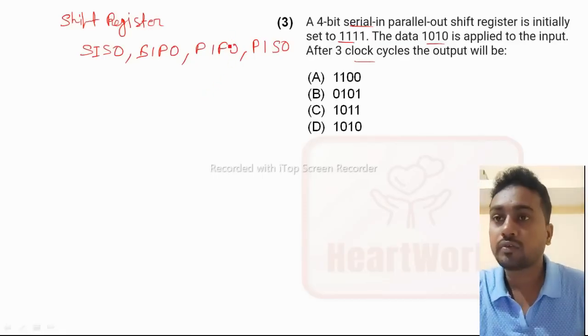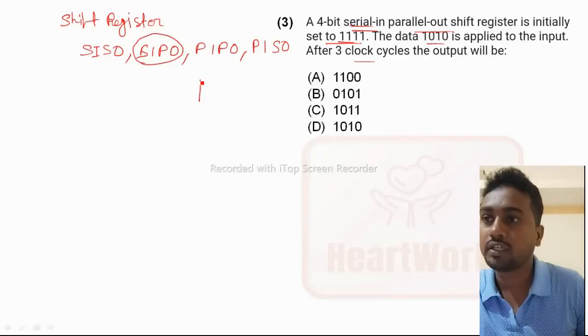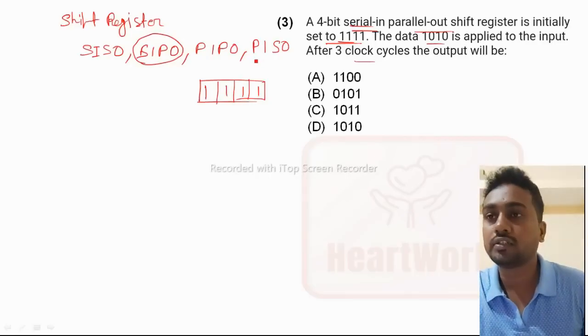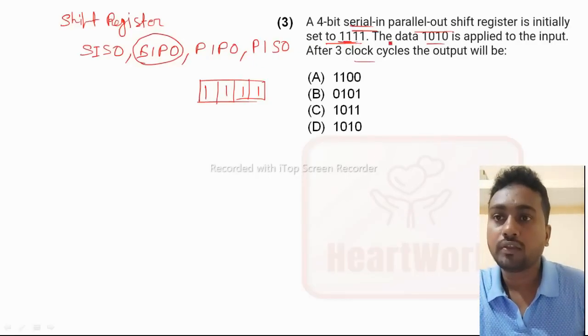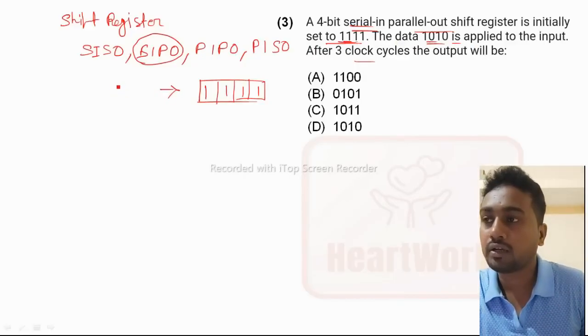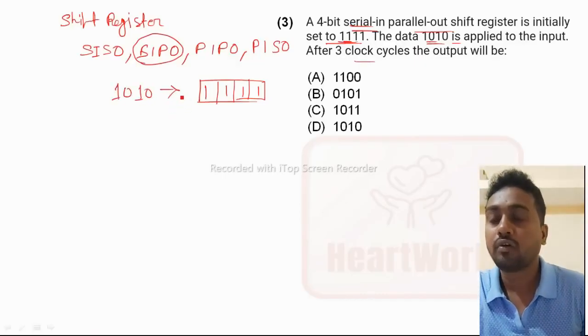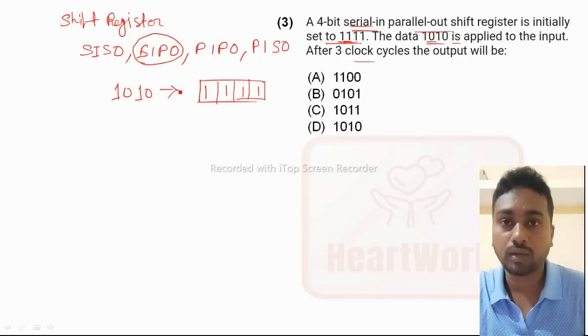Okay, in this question, they ask about a serial in parallel out shift register. They are using a serial in parallel out register, and initially it's set to 1 1 1 1. The data 1010 is applied at the input. What is our input? Input is 1010. Now at the third clock cycle, what is the output we have to calculate?